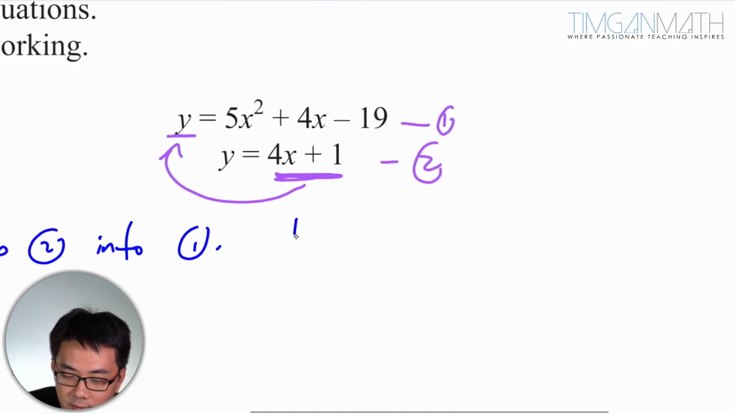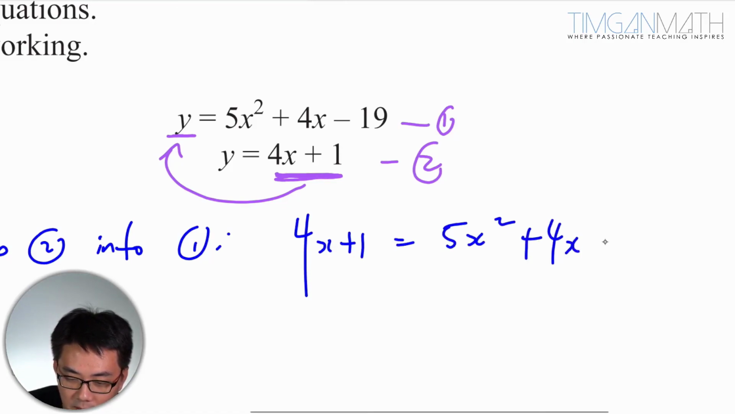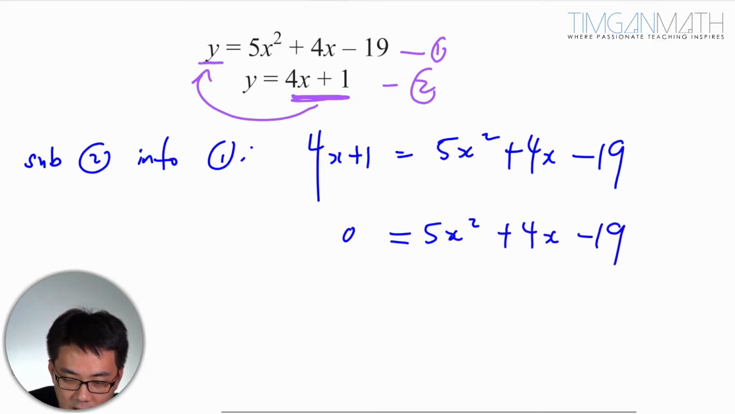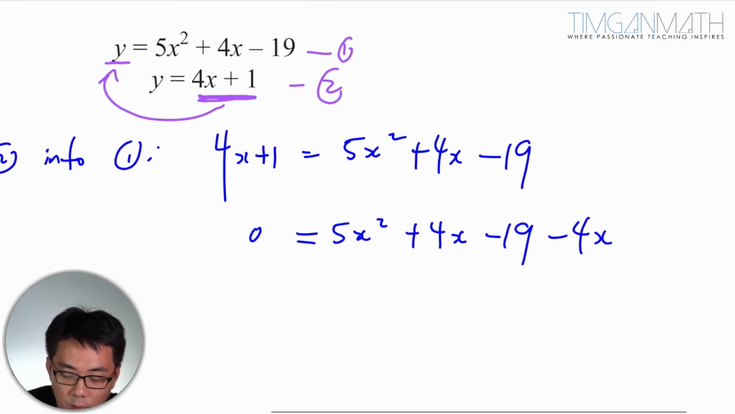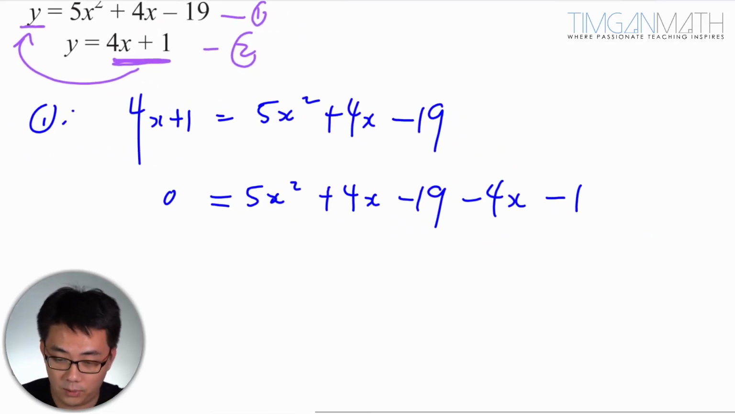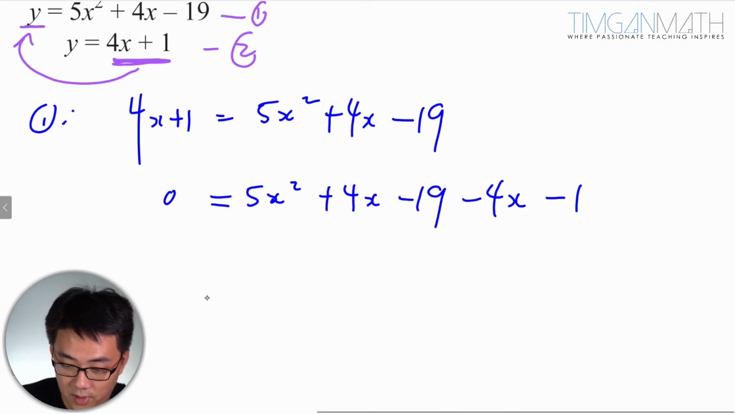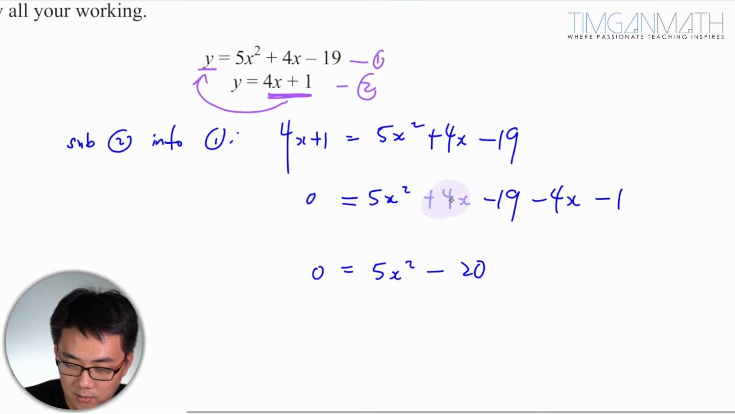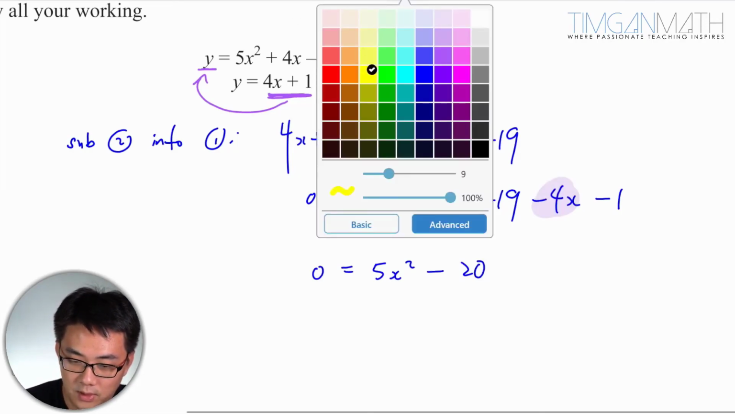What I'll get is 4x plus 1 equals to 5x squared plus 4x minus 19. Then once this is done, I'm going to put 4x to the other side and 1 to the other side. So it's 5x squared plus 4x minus 19. 4x bring over will be minus 4x, 1 bring over minus 1. And what we'll get is essentially 5x squared minus 20 equals 0, because 4x minus 4x will be 0. So that's why it becomes 0 there.